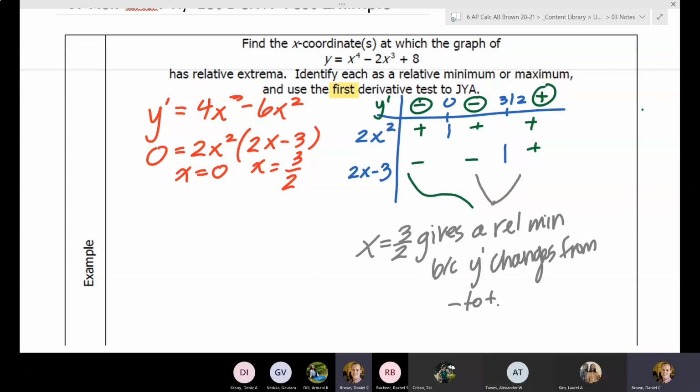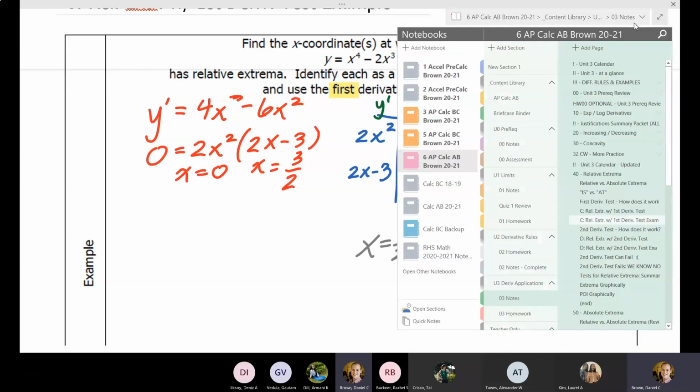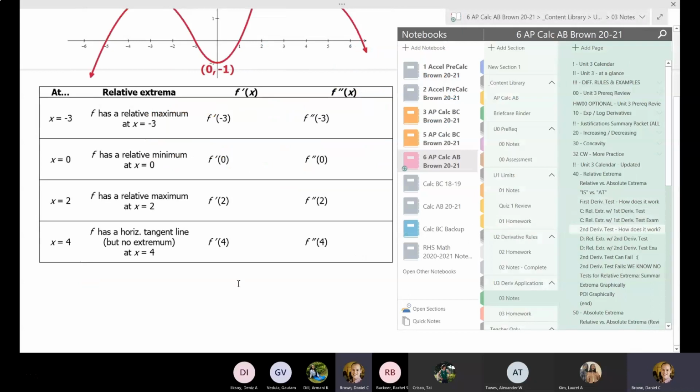All right, so the first derivative test, I think, is pretty easy. You know how to make sign charts, you know how to take the first derivative and find when it's equal to 0 and undefined. We do have another way to classify extrema, and that's going to be using the second derivative test.